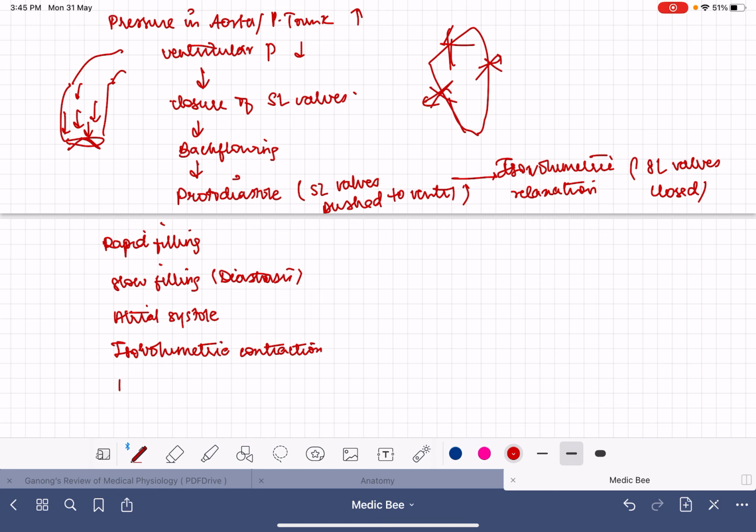Then the ejection phase happens. The ejection phase also happens in two stages: rapid ejection and slow ejection. The reason for this is Frank-Starling's law. When there is a huge amount of blood in the heart, when the ventricles are full, the heart will try to contract with a greater amount of force. But later, when the blood in the ventricles falls, the force also reduces.